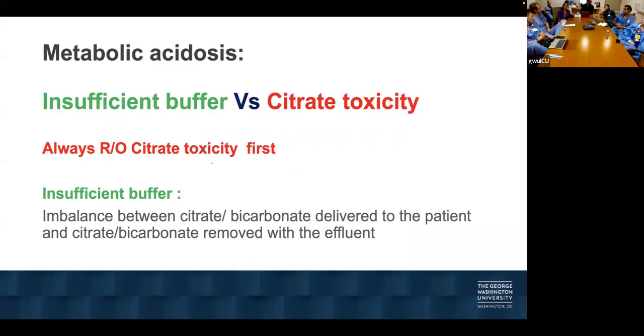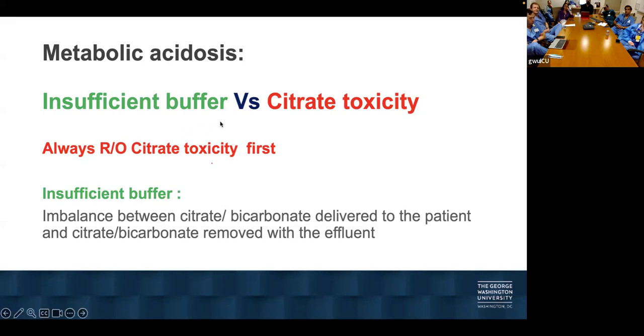So are we gonna know that we switched, for example? Is there gonna be a flag that we know the patient's being dialyzed? Citrate, yes, absolutely. So metabolic acidosis: if you have acidosis, you think, am I doing not enough buffer, or is there citrate toxicity? The nightmare is always citrate toxicity. That should be the first one. Always rule it out before you start going up on your citrate.